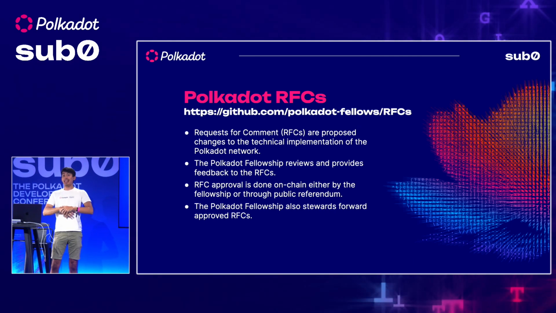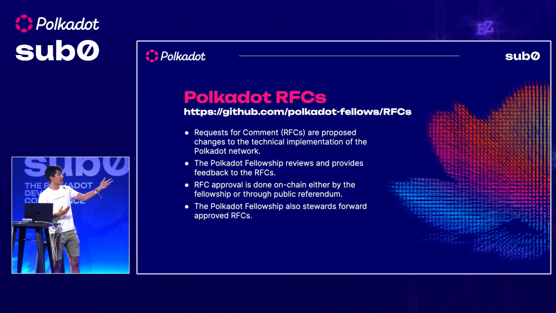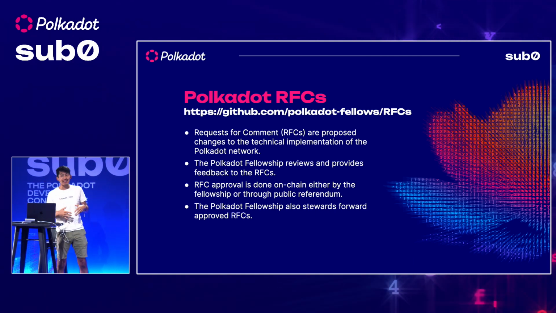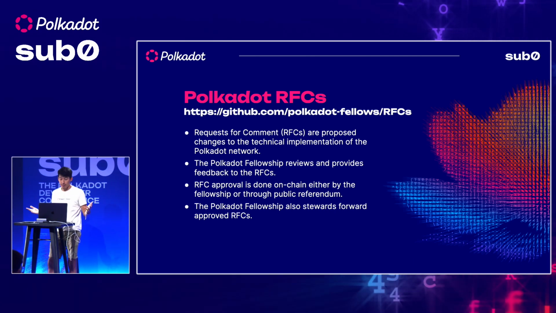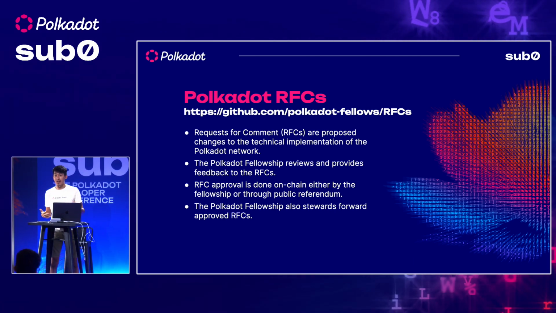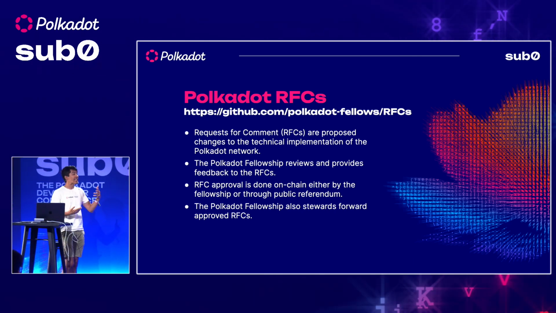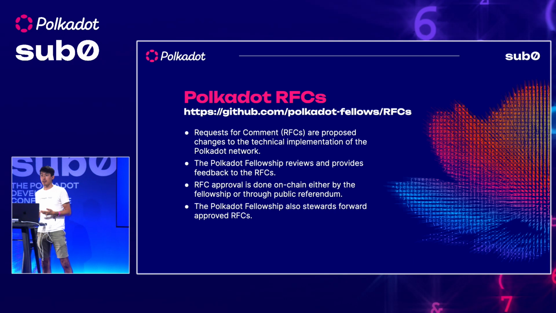When you want to get an idea approved by the network, how do you do that? Well, we have this RFC process. So in the fellowship repo, which I'll talk about next, we have these RFCs where basically you can make proposals for different kinds of changes to the network itself, right? These will get reviewed by the fellowship, right? They'll provide feedback, and they might even implement and push forward these RFCs if there isn't someone there to actually build it, right?